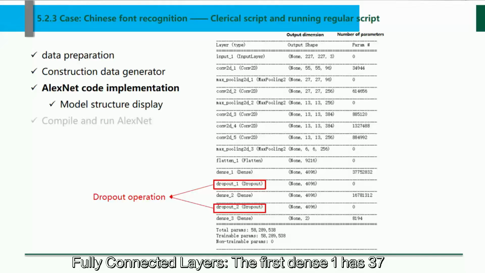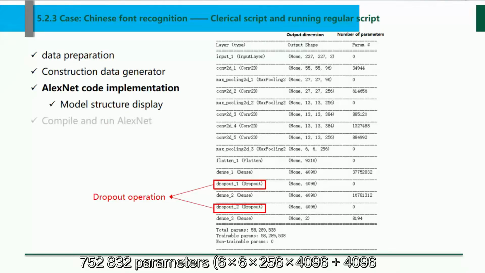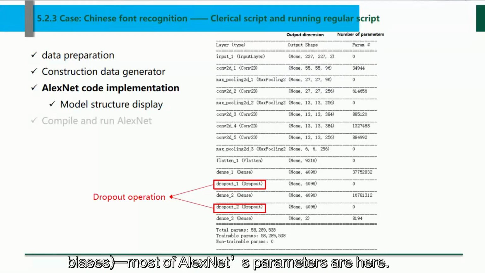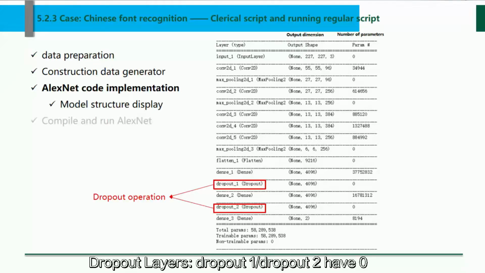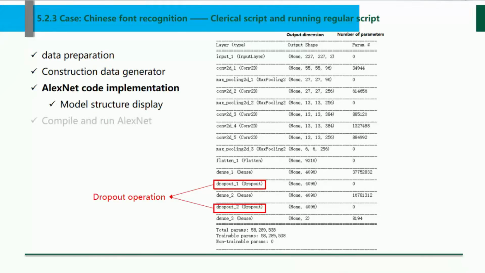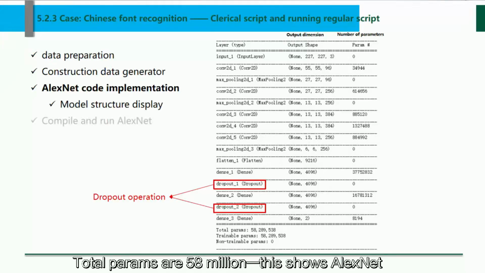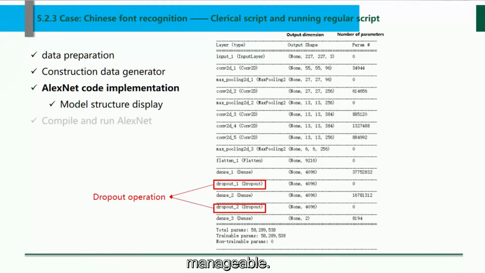Fully connected layers. The first dense one has 37,752,832 parameters: 6 multiplied by 6 multiplied by 256 multiplied by 4096 plus 4096 biases. Most of AlexNet's parameters are here. Dropout layers, dropout_1 and dropout_2, have 0 parameters, just randomly deactivating neurons. Total params are 58 million. This shows AlexNet's depth, but the generator and GPU make training manageable.